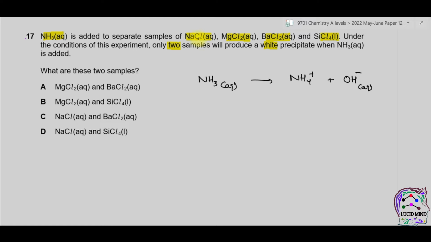Let's see what happens with sodium chloride. Na+ and OH-, they can form sodium hydroxide, which is not a precipitate because it is soluble. All compounds of sodium are soluble. Then we have magnesium, Mg2+. It can react with the hydroxide present, so it will form magnesium hydroxide. Now magnesium hydroxide is relatively insoluble, so it is a white precipitate.